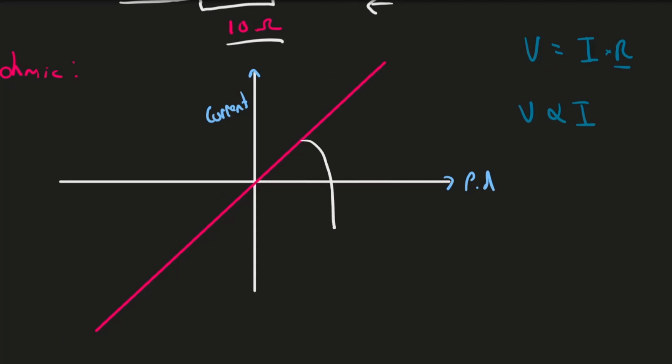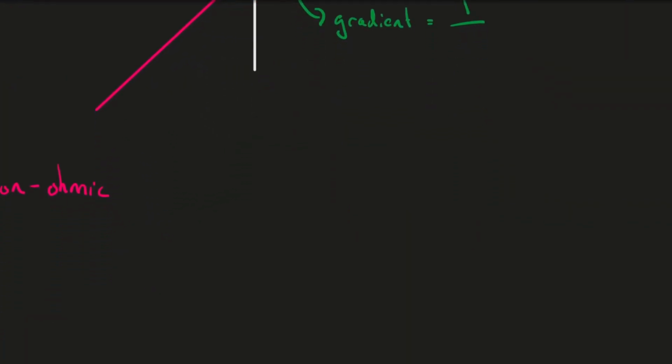Now it is important to note the relationship between the gradient of this line and the resistance. Because we've plotted current against potential difference, the gradient here is actually equal to 1 over the resistance. Okay, if you were to plot it the other way around, you get the gradient as being equal to the resistance, but in this case we get the gradient being equal to 1 over the resistance. But nevertheless, because it is a straight line, we can tell that the resistance is constant and it does stay the same.